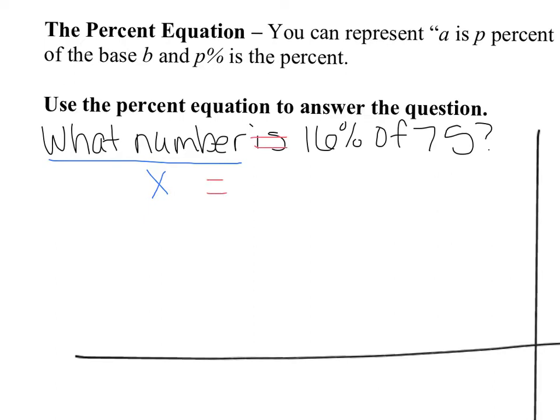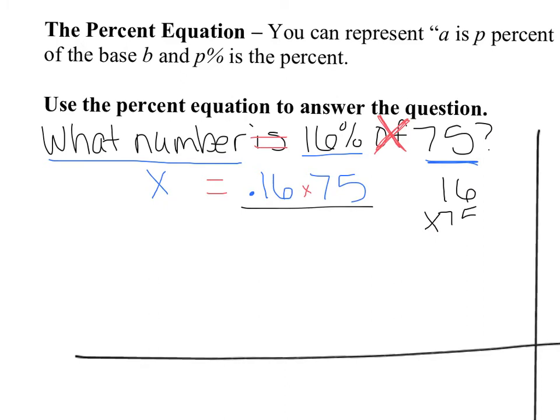Okay, and then I have 16%, but instead of percent, we'll learn really quickly that we don't usually want to work with percent, so we want to change it to a decimal. So to change 16% to a decimal, I move it 2 places to the left and take away the percent sign. The word of, we talked about yesterday, means multiplication. So now I'm going to be multiplying 16% by 75. And to solve for x, it's really straightforward.